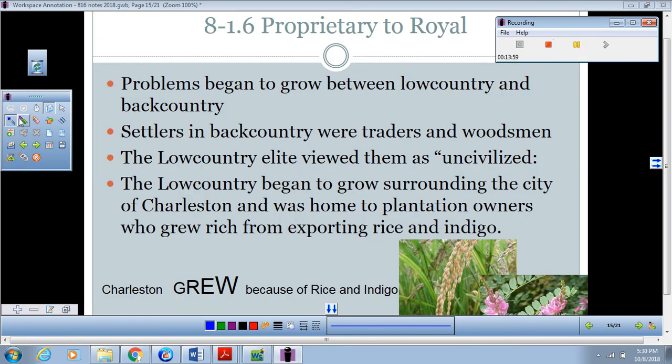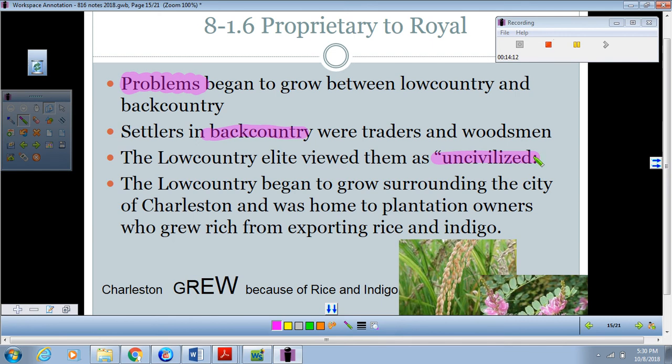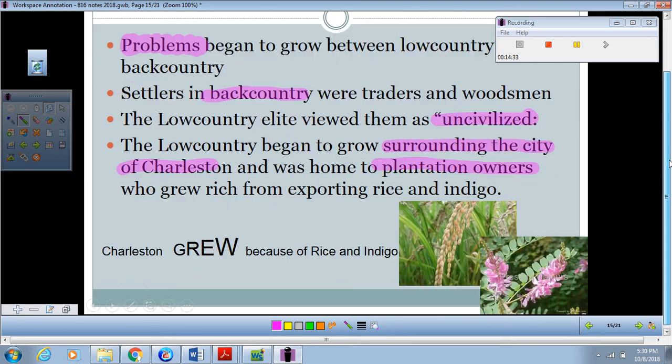So, to repeat what was just said, this societal difference started to cause problems, which obviously the settlers of the Back Country didn't like, being called or viewed as uncivilized. Now, the Low Country felt they were better because they were from the area surrounding the city of Charlestown. They owned the big plantations and they were the rich. Now, Charleston grew because, of course, this is where rice and indigo were grown on the plantations.